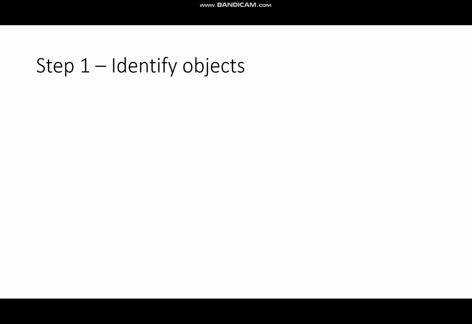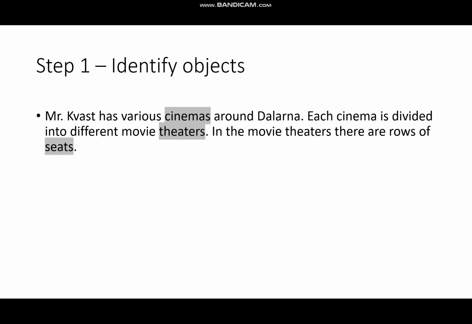So the first step is to identify objects. I use the business description to identify or see if I can find any objects within it. So if you look at the first part, Mr. Kvast has various cinemas around Dalarna. Each cinema is divided into different movie theatres. In the movie theatres, there are rows of seats.